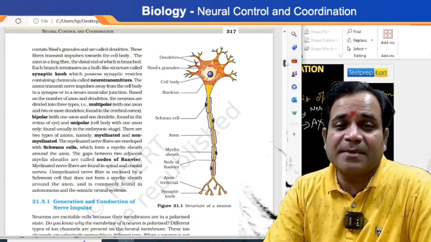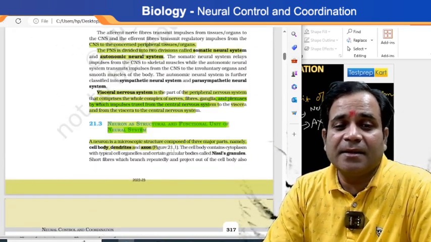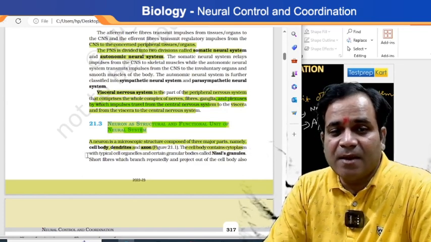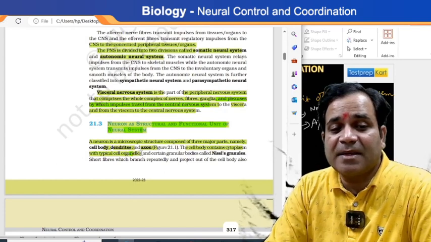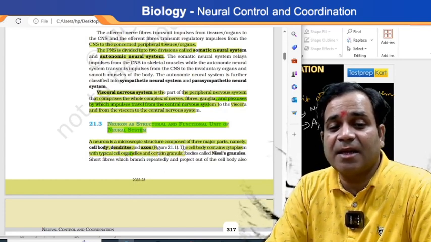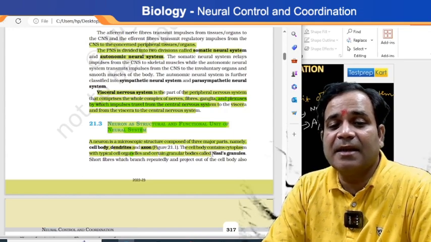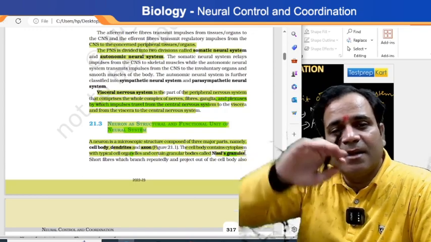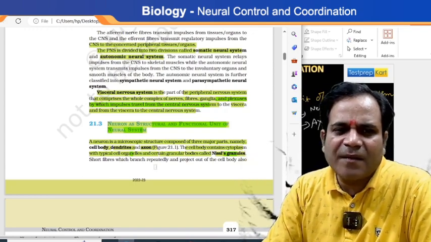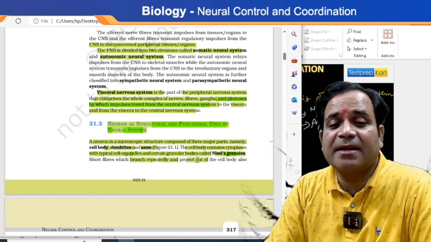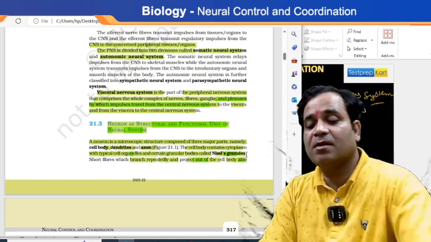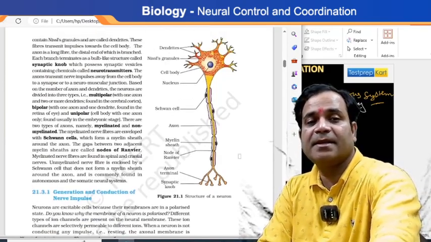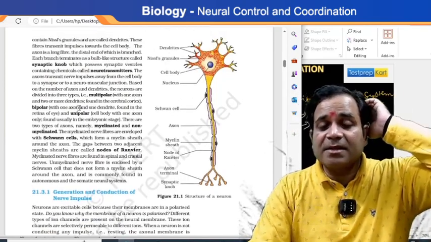So see what I'm saying to you. Here the cell body contains cytoplasm. What does the cell body contain? Cytoplasm with typical cell organelles and certain granular bodies, that is Nissl granules. So Nissl granules surround the nucleus, my dear. Short fibers which branch repeatedly also project out of the cell body, my dear.